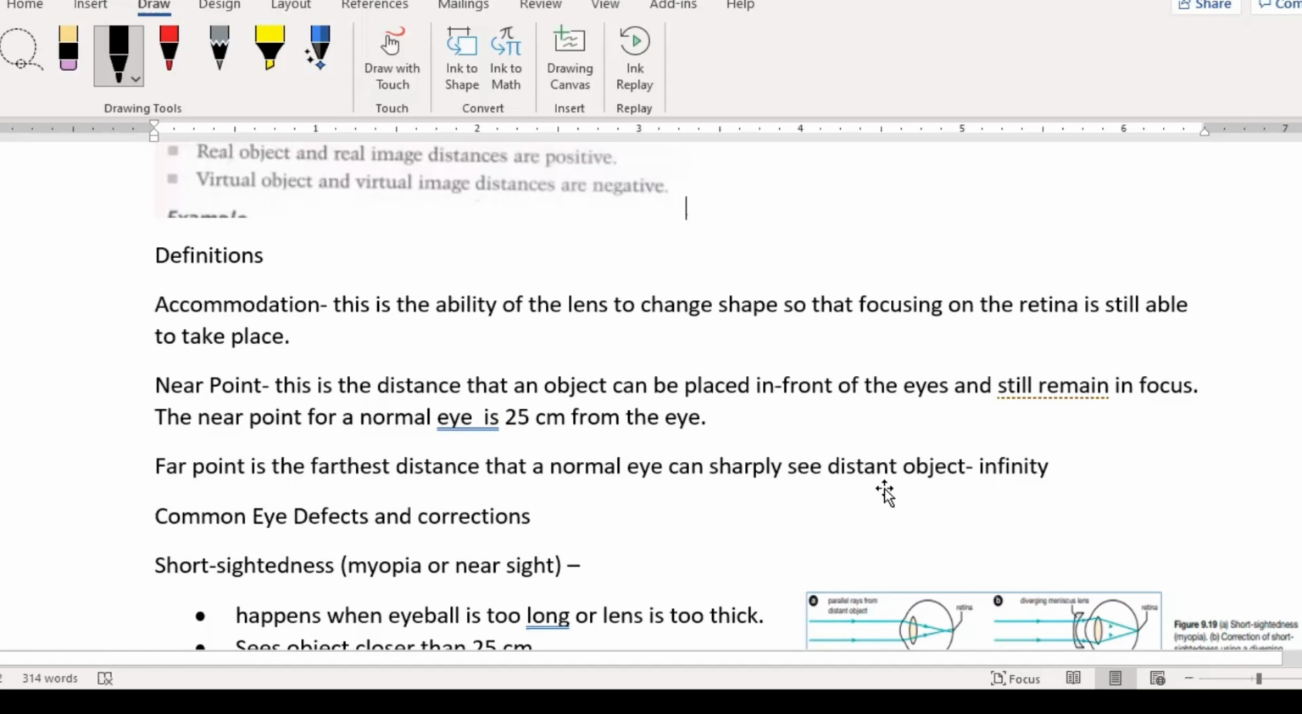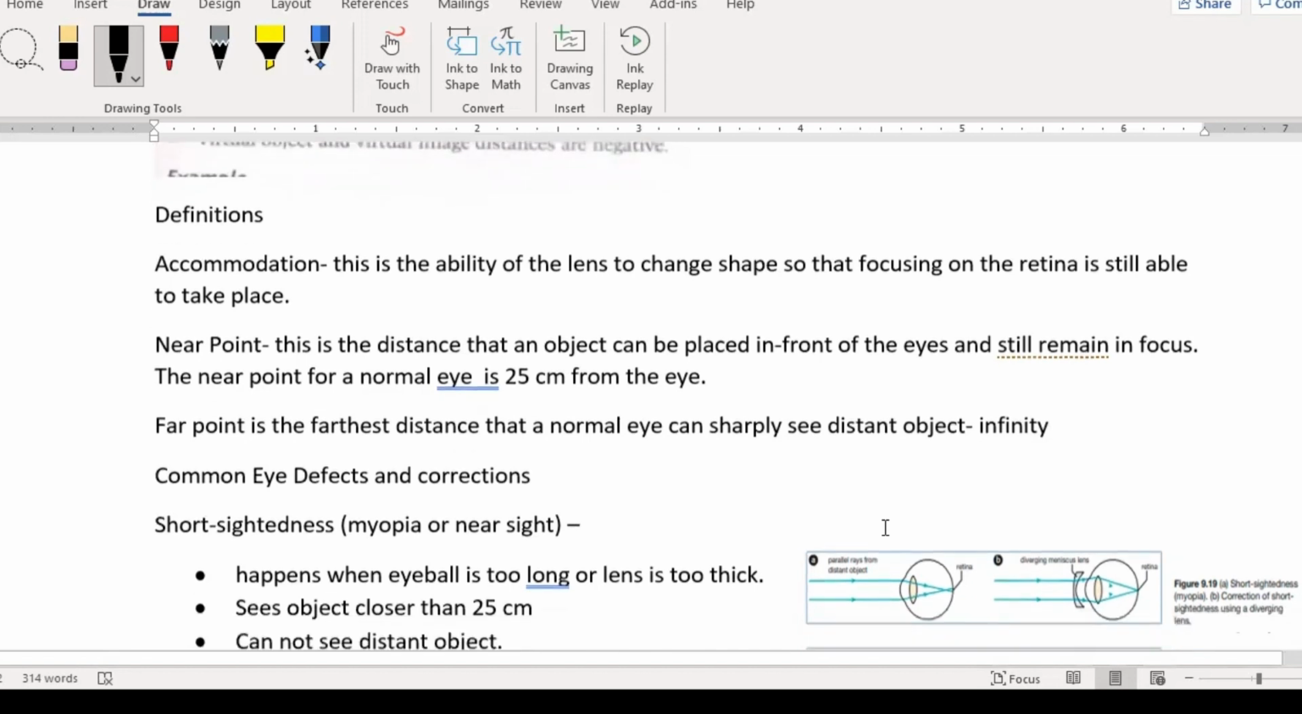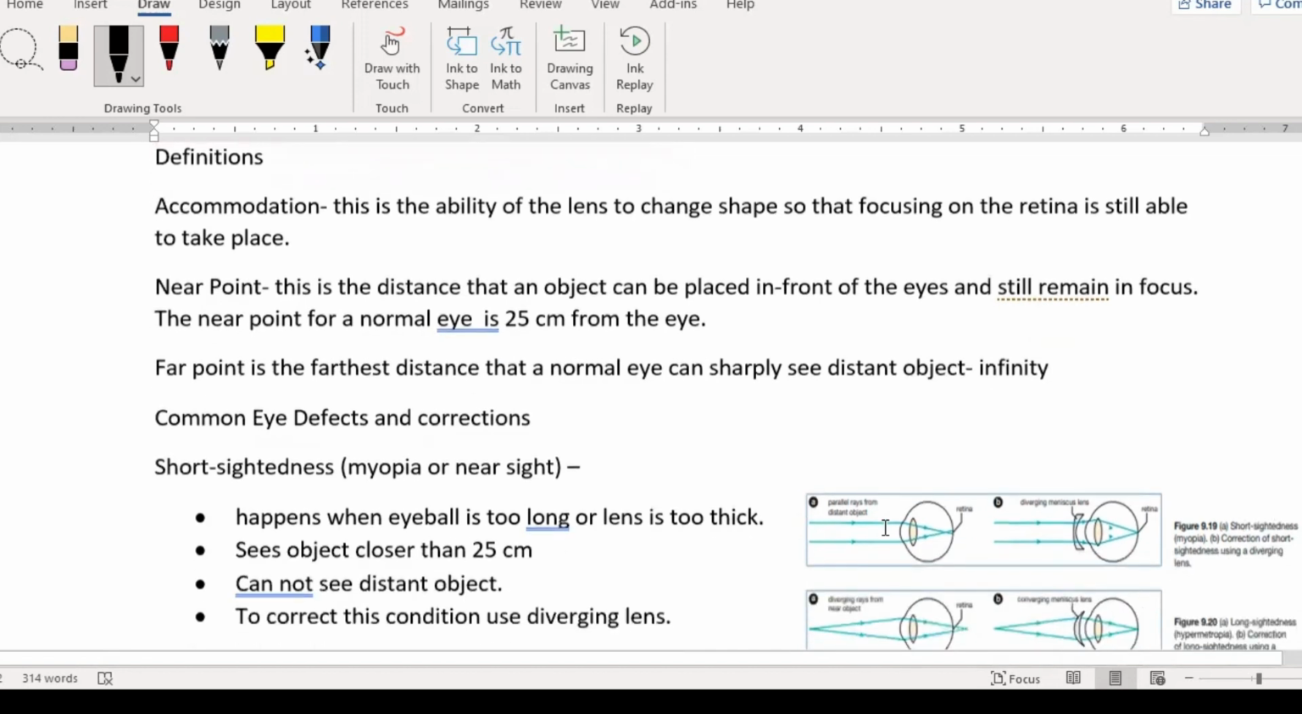Anyways, there's something we call the far point as well. So we have the near point and we have the far point. The far point is the furthest distance at which a normal eye can see an object. The furthest you can see an object is considered to be your far point. And in most cases, the far point for a normal individual is considered to be infinity.